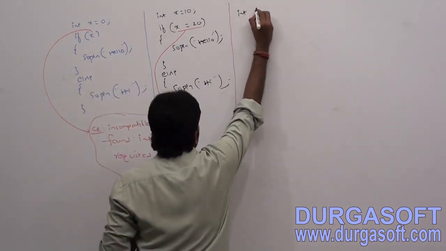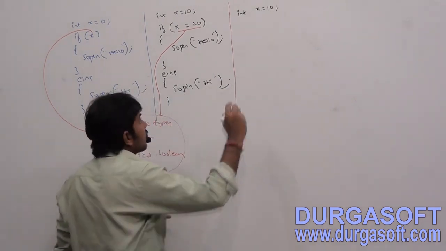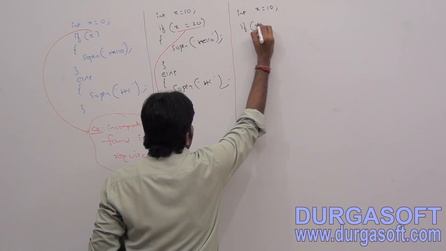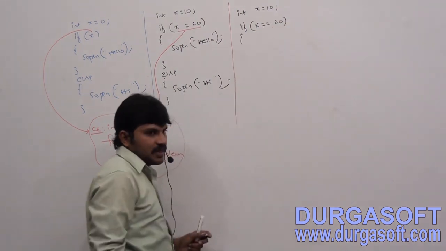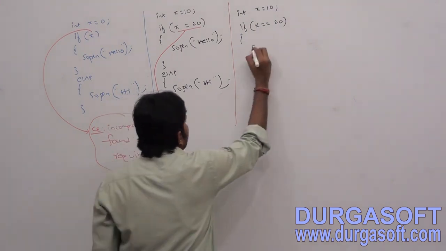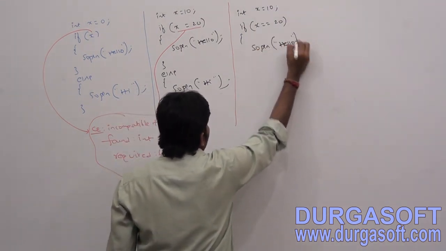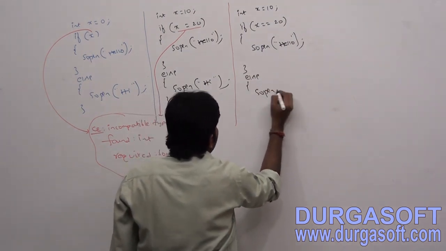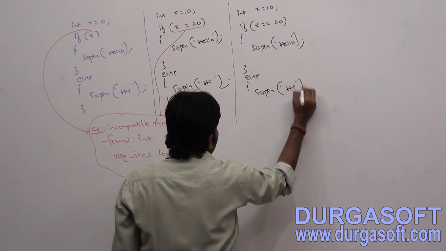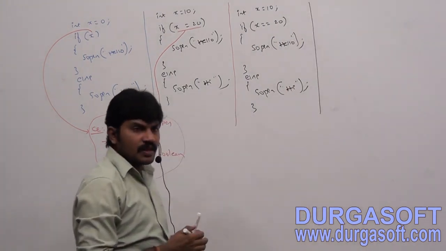Int x is equal to 10. If of x double equal to 20, comparison. System.out.println of hello, else System.out.println of hi. Can you tell what answer we are going to get?